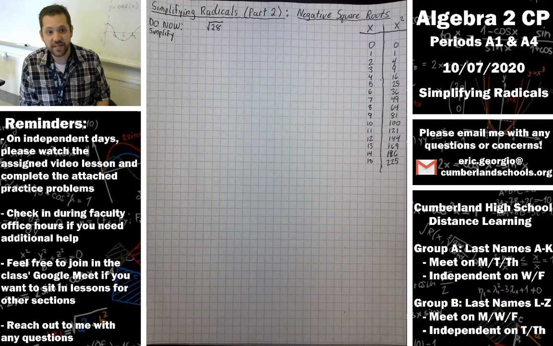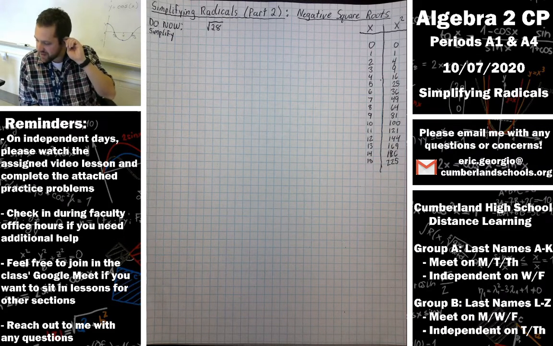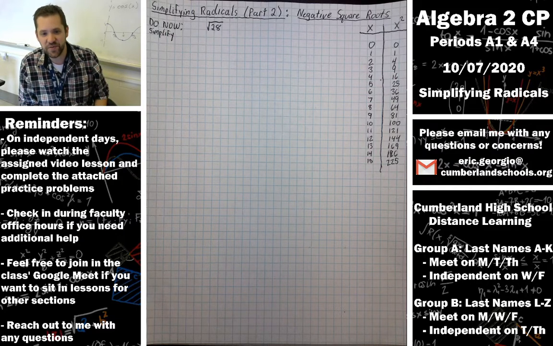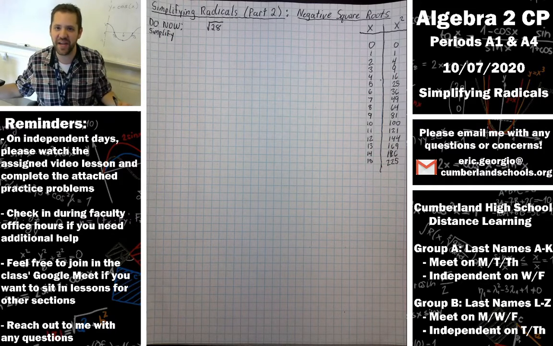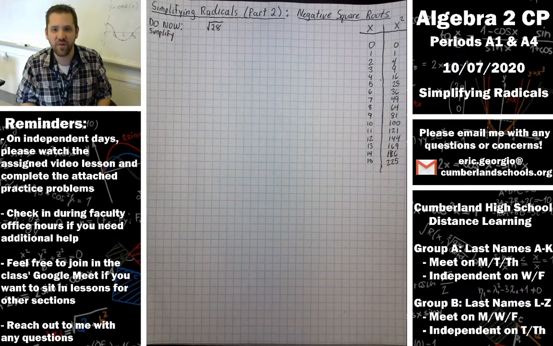Today, I'd like to continue our discussion of simplifying radicals, focusing specifically on negative square roots. And I know what you might be thinking, negative square roots? How can you even take the square root of a negative number? Good question. All will be answered today.